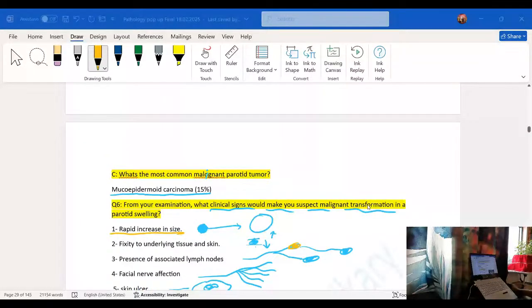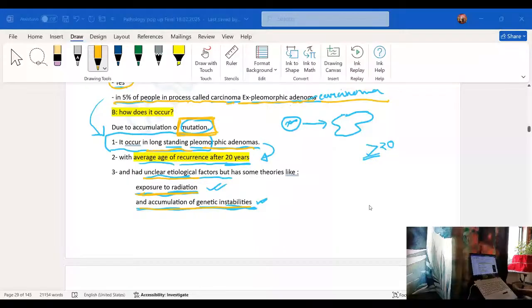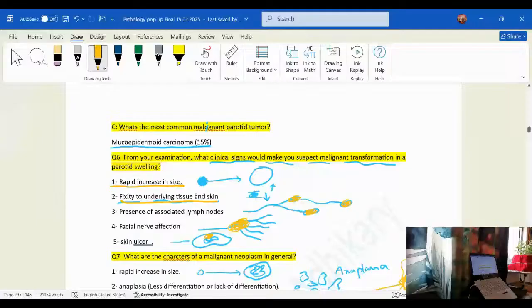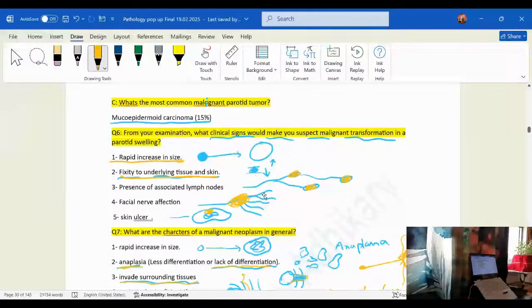What is the most common malignant parotid tumor? Mucoepidermoid carcinoma, about 15%. It is the most common malignant parotid tumor. Carcinoma ex pleomorphic adenoma is the term for malignant change in pleomorphic adenoma.